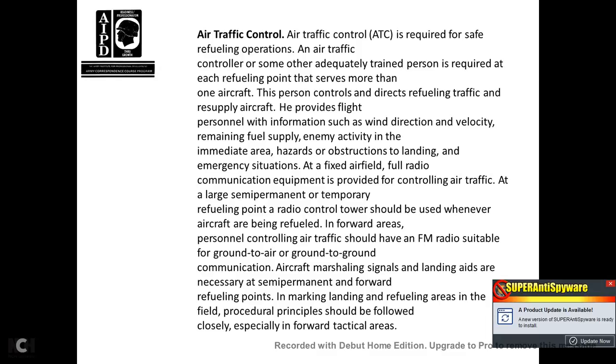Full radio communication equipment is provided with the truck at large semi-permanent or temporary refueling points, and a radio control tower should be used whenever aircraft are being refueled. In forward areas, the air traffic control personnel should have FM radio suitable for ground-to-air and ground-to-ground communication, aircraft marshaling signals, landing aids, and necessary supplies at permanent and forward refueling points, and mark landing and refueling point areas in the field. Procedural principles should be followed closely, especially in forward tactical areas.